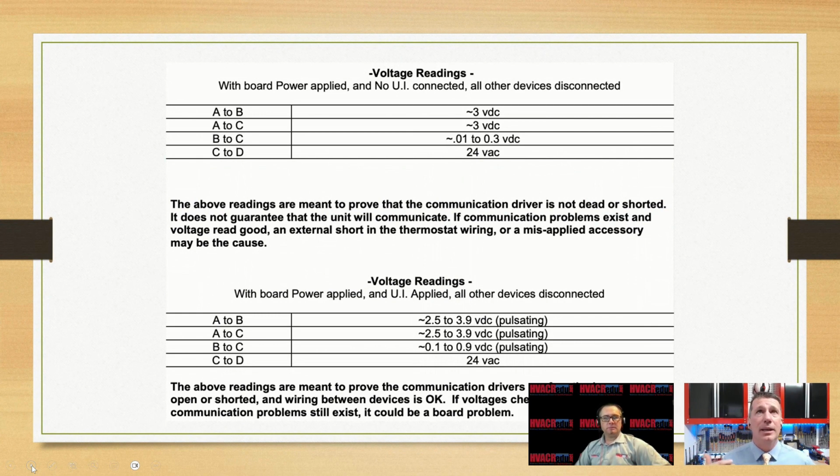They're saying, hey, on the top, reading with board power applied, so I've got power going to the board but no units connected, this is the voltage you're going to see coming from the indoor unit. Then once I connect things, I'm going to see a change in voltage, moving between 2.5 and 3.9 volts DC. And that is how you test that communicating network on our Infinity system.